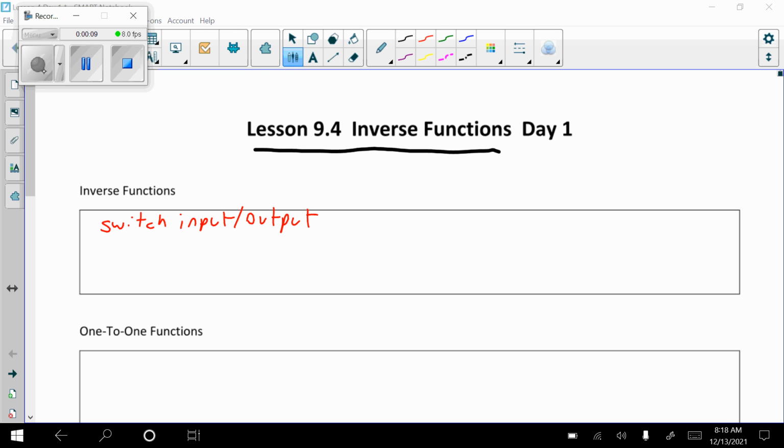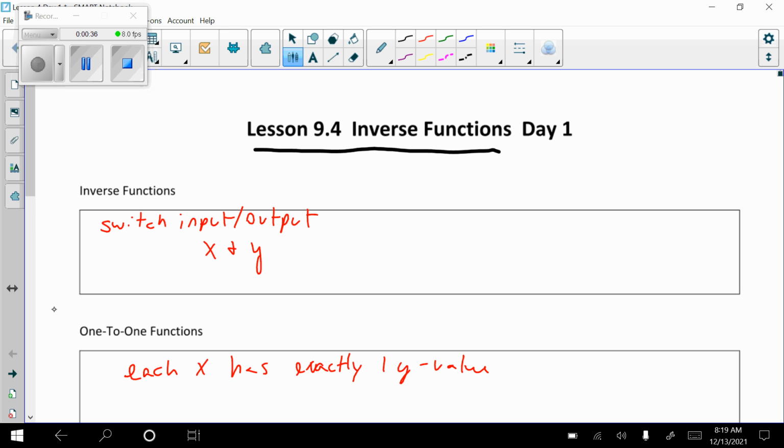Okay, and what an inverse function is, it switches the input and the output. So in other words, we are going to switch the x and the y. A function is said to be invertible if you can find its inverse, and it's still one-to-one. And we'll talk about that here in a second. So let's first of all talk about one-to-one functions.